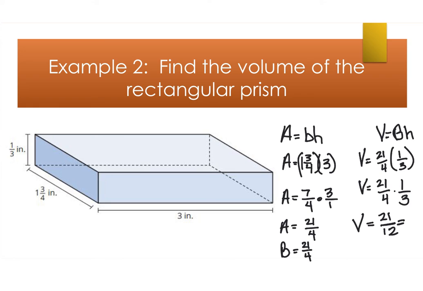Let's start by reducing. What can I divide both of those by? I can divide them both by 3. So I get 7/4. And that's 1 3/4. My units are going to be inches, and they are to the third power or cubed.